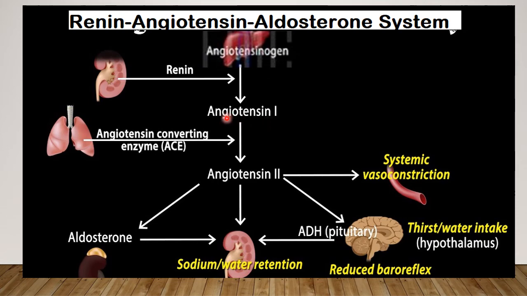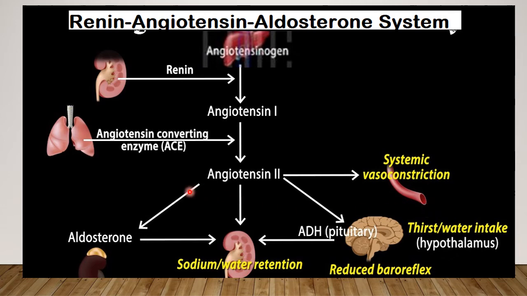Angiotensinogen will be converted to angiotensin 1 in the presence of renin. Then this angiotensin 1 will be acted upon by the angiotensin converting enzyme that is secreted mainly by the blood vessels of the lungs, and it will be converted to angiotensin 2. And then angiotensin 2 can be converted to angiotensin 3, and then angiotensin 3 to angiotensin 4. But angiotensin 2 is the most important here, which has multiple actions. You can see here angiotensin 2 is the most potent systemic vasoconstrictor. So it will cause vasoconstriction by which it can elevate the blood pressure.